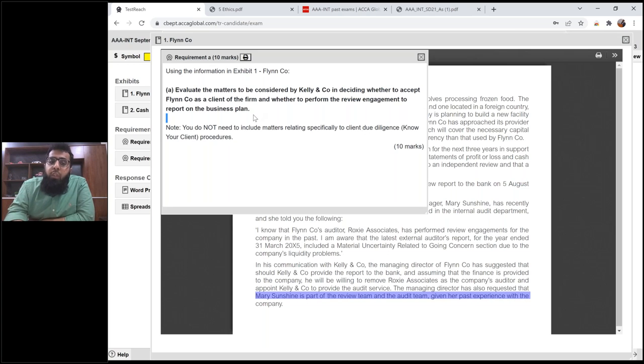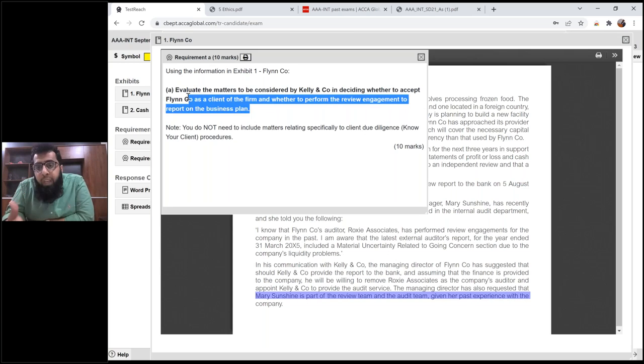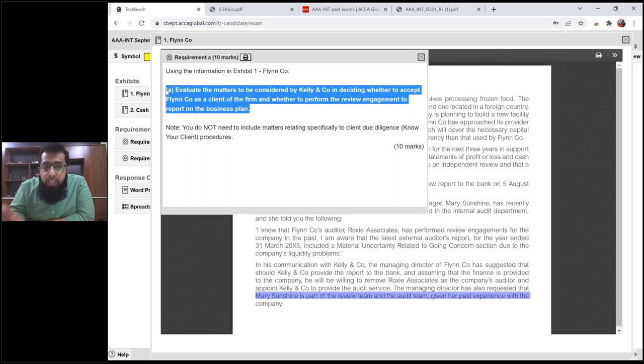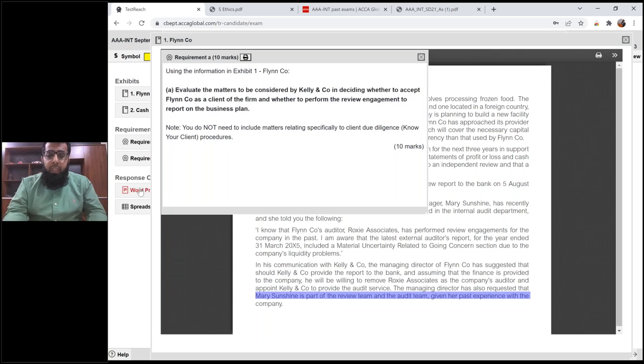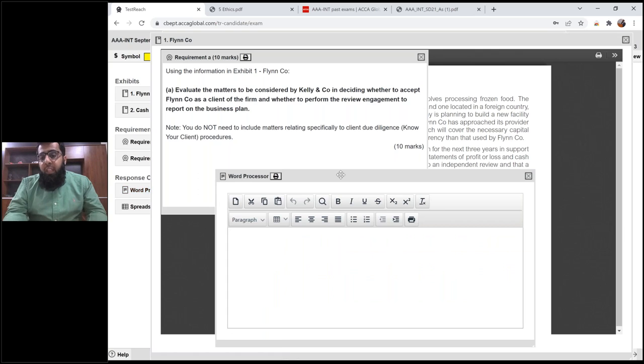Okay, so don't write that. We will look at their business and things like that. We already know that client because we have already performed the money laundering procedures, as he wrote in the question. So what we have to write is evaluate the matters to be considered by Kelly Company in deciding whether to accept Flynn Company as the client of the firm and whether to perform the review engagement. So this is the first requirement which he is asking. Now, there are no professional marks in this question.